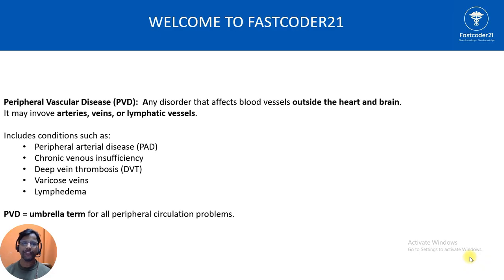First, we will see peripheral vascular disease. As we have discussed previously, peripheral vascular disease short form is PVD. So what is PVD? Any disorder that affects blood vessels outside the heart and brain. So basically the name itself indicates vascular. So PVD is related to blood vessel disorders outside the heart and brain.